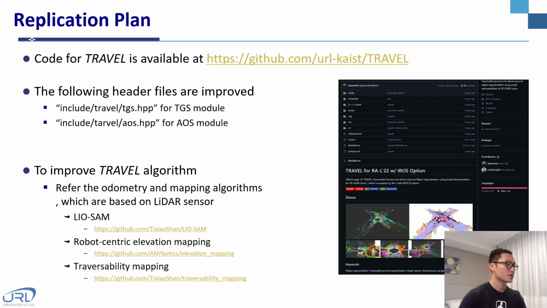Here is the replication plan. Code for the reference algorithm Travel is available. The following header files are improved: TGS and AOS, which were mentioned in the previous slide. To improve the Travel algorithm, we refer to odometry and mapping algorithms using a LiDAR sensor. The first one is LeoSam, next is robot-centric elevation mapping, and the last is traversability mapping. All the algorithms we referred to are available.